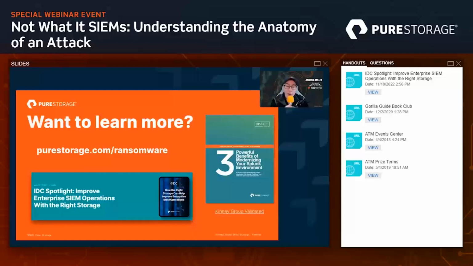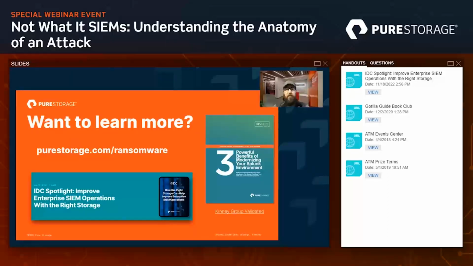There's a whole section on Pure's website, purestorage.com/ransomware. As well, there's an IDC Spotlight report. If you just go to purestorage.com and search on IDC Spotlight, it comes up as the top hit. And of course, this is an independent view of enterprise SIEM operations, and how you can improve SIEM operations with the right storage. I think Kinney Group, you already mentioned that. That's a little near and dear to your heart, Seth.